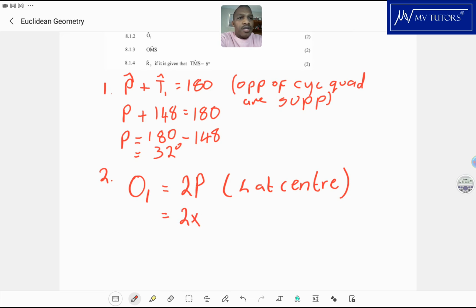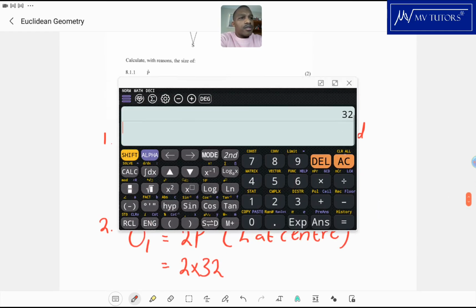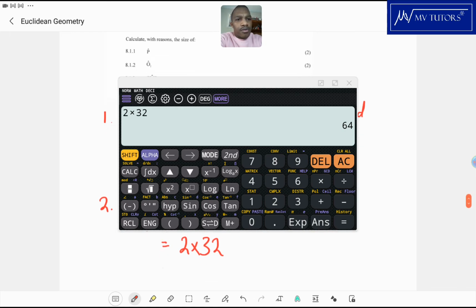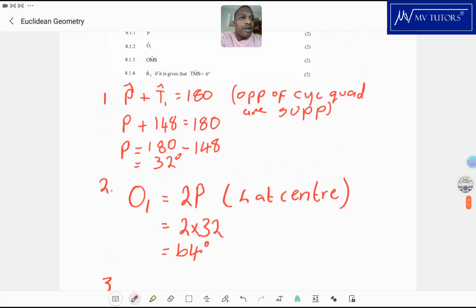Now, let's go and solve it. 2 times P, we've solved it, is 32. Let's put that in a calculator. Okay, so we are just going to clear that. 2 times 32, we get 64. Right, so it's equal to 64 degrees. That's it. Okay, let's do number 3 now. Let's go check out number 3.